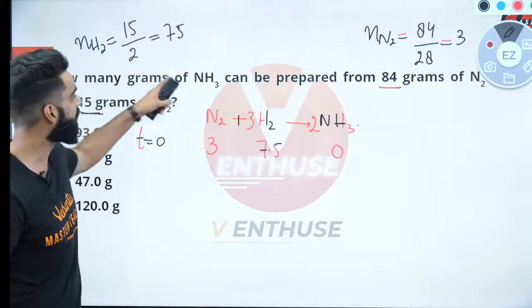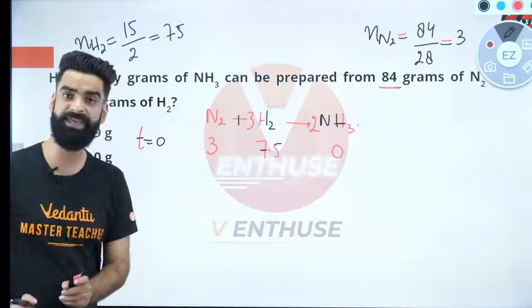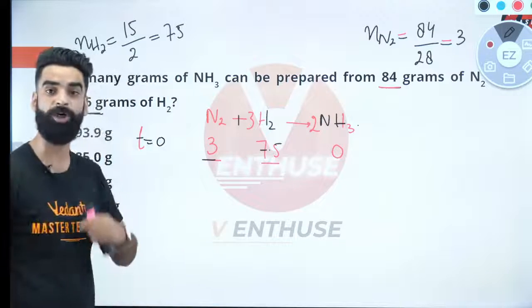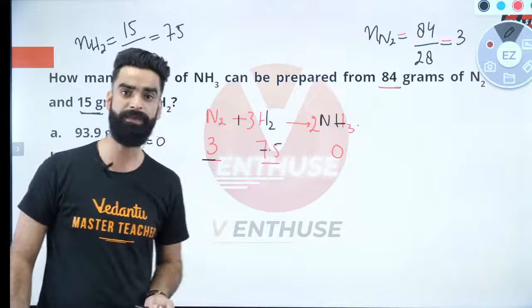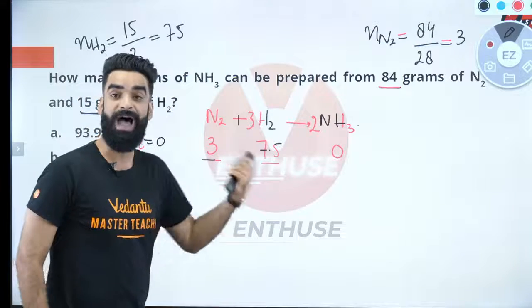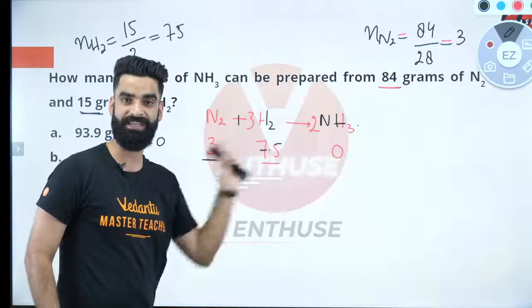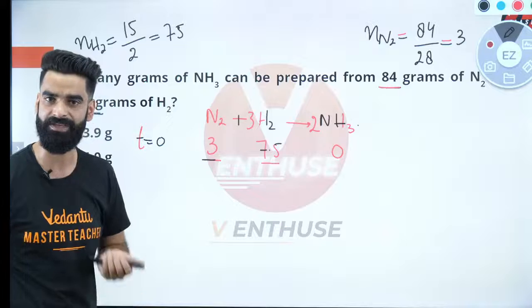We have to check how many grams of NH3 are formed, right? I told you in the beginning itself, whenever we are given the amounts of both the reactants, at that time we use the concept of the limiting reagent, okay? And in order to identify the limiting reagent, my first step will always be to balance the reaction. The reaction is balanced, okay?